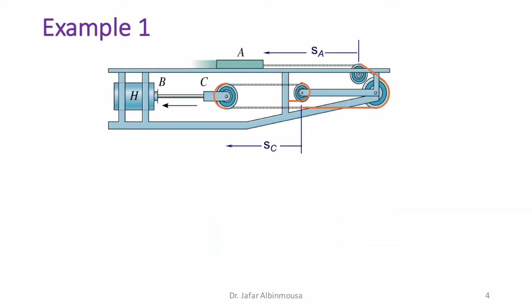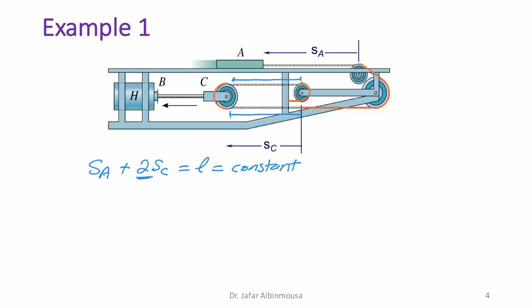So as we said, we are now ready to write down the cord equation, which is SA plus 2SC equals L, which is constant. Why 2? Because we simply have two segments. That's segment number 1 and that's segment number 2.